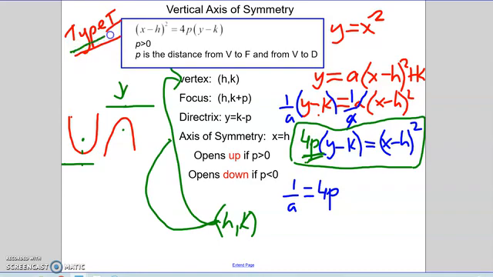So this is what I'm going to call a type 1 parabola, where it's upward facing or downward facing. If the p-value is positive, then it opens up. If the p-value is negative, it opens down.